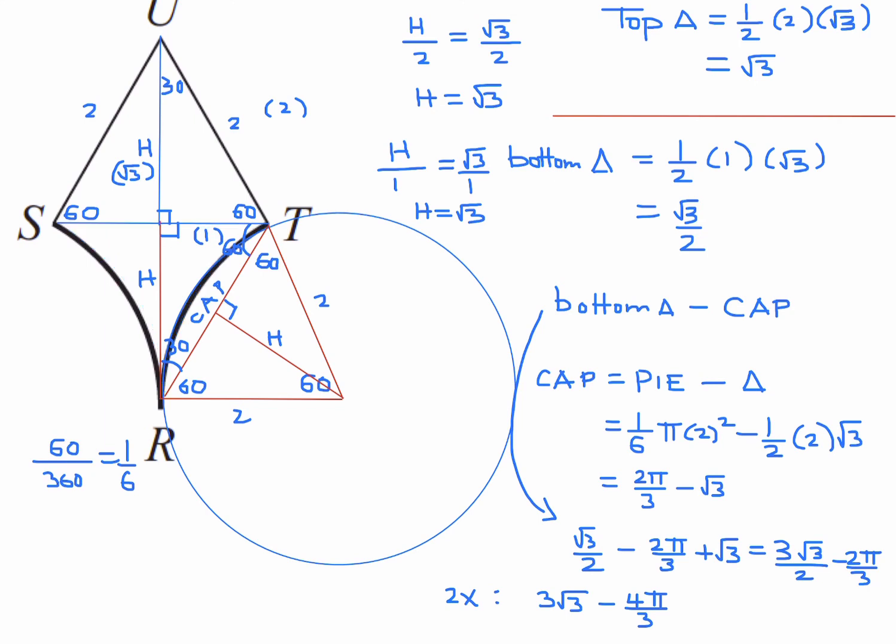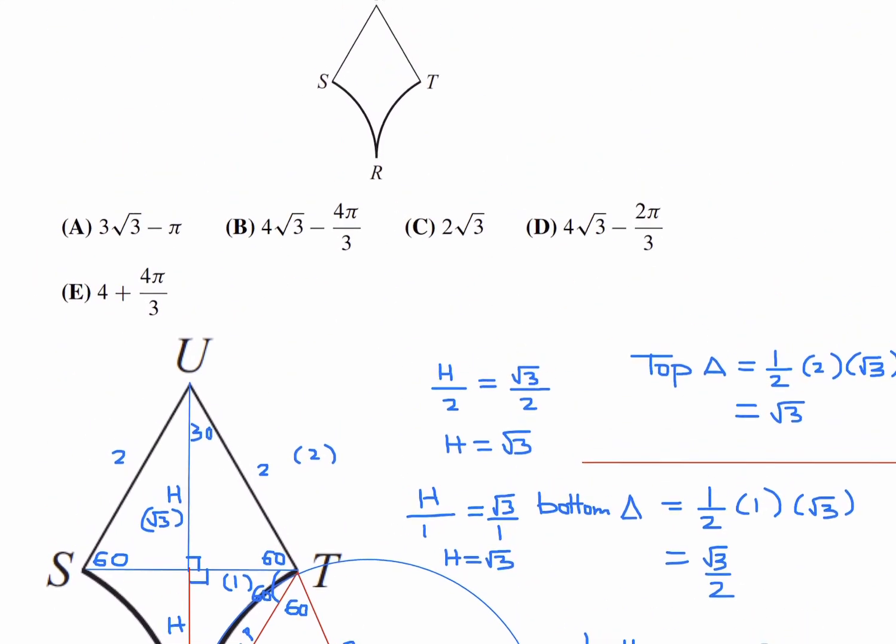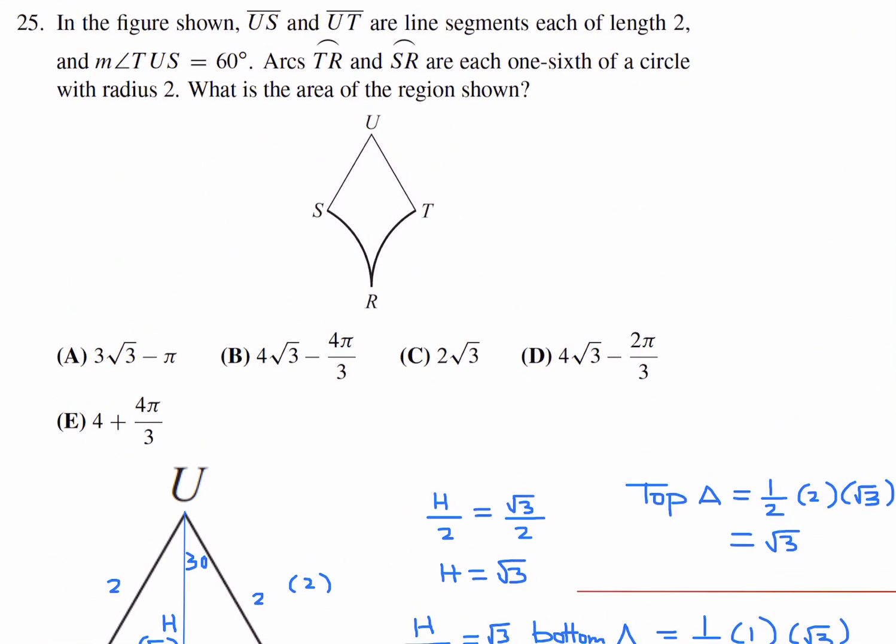And then don't forget to add it to the top part, which I had figured out right here. So when we add it to the top part, add that √3 from up here. And when you do, you get 4 √3 minus 4 pi over 3. 4 √3 minus 4 pi over 3 is choice B for number 25.